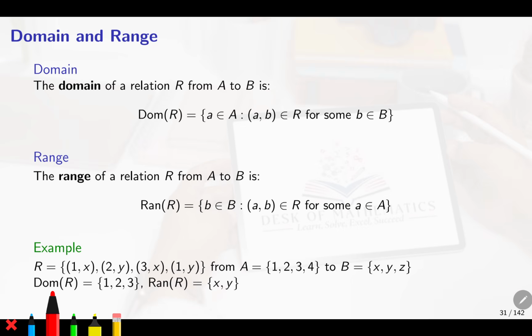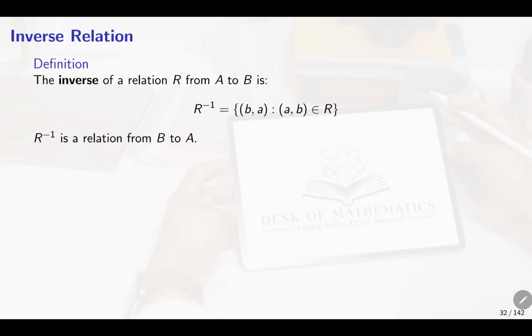For example, if you have the relation R with first elements 1, 2, 3, and 1 again, then 1, 2, 3 will be the domain here. And the second elements are X, Y, X and Y, so the range is only X and Y. Even though A has the elements 1, 2, 3, 4 and B has X, Y, Z, the domain is 1, 2, 3 and the range is X and Y.